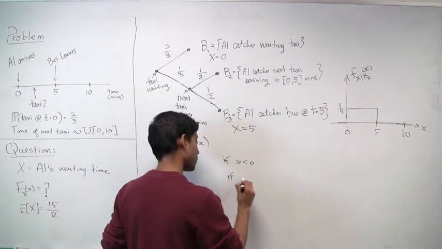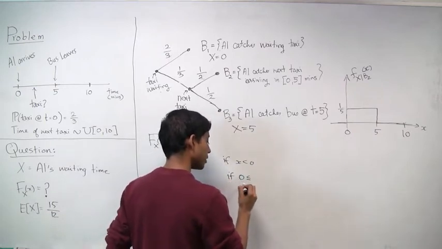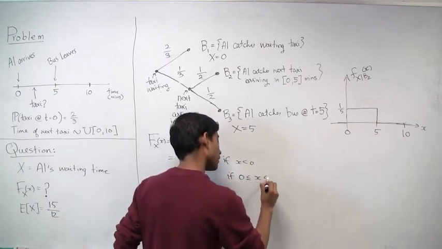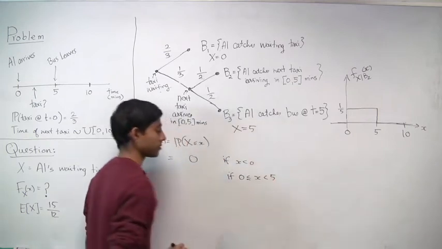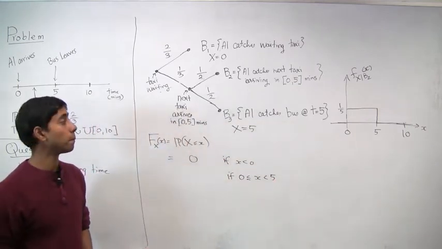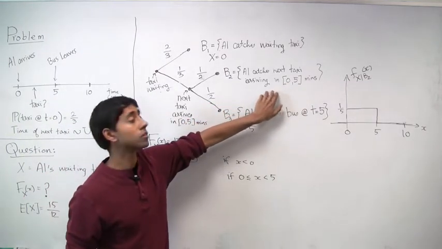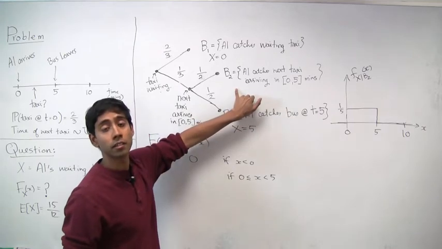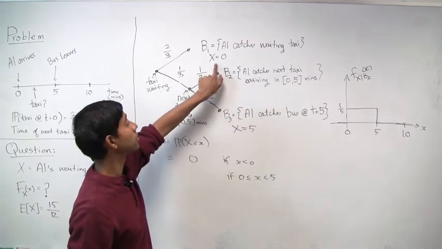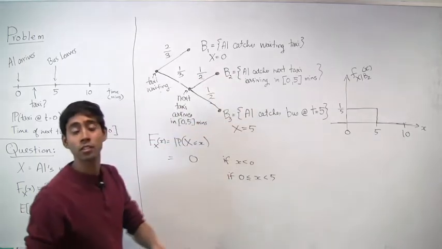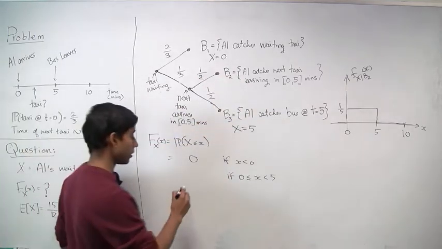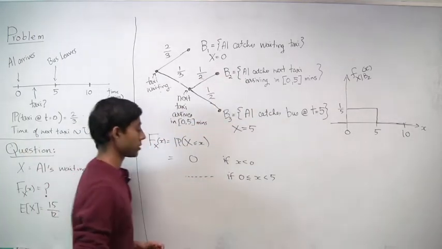Now, what if x is between, including 0, but strictly less than 5? In that case, x can fall between 0 and 5, according to the case of b2, or x can be exactly equal to 0. It's not clear. So let's do that later. Okay, let's fill that in later.